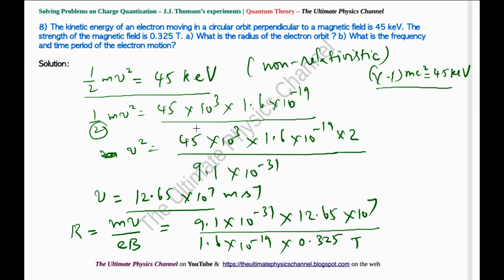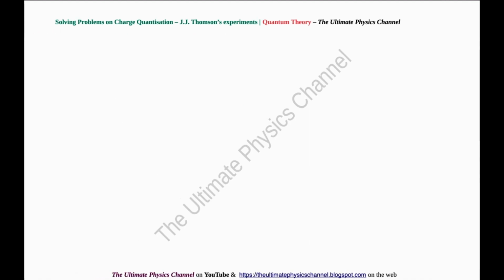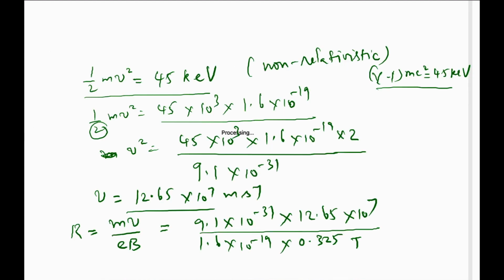So if you substitute these numbers and calculate further, you would get the radius of curvature in this case to be equal to 2.21 millimeters, right? Now we have to calculate the second part of this question.